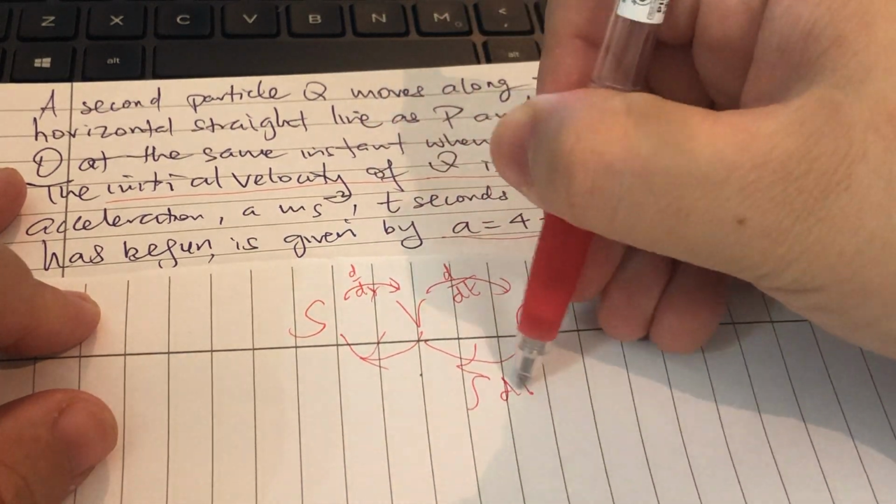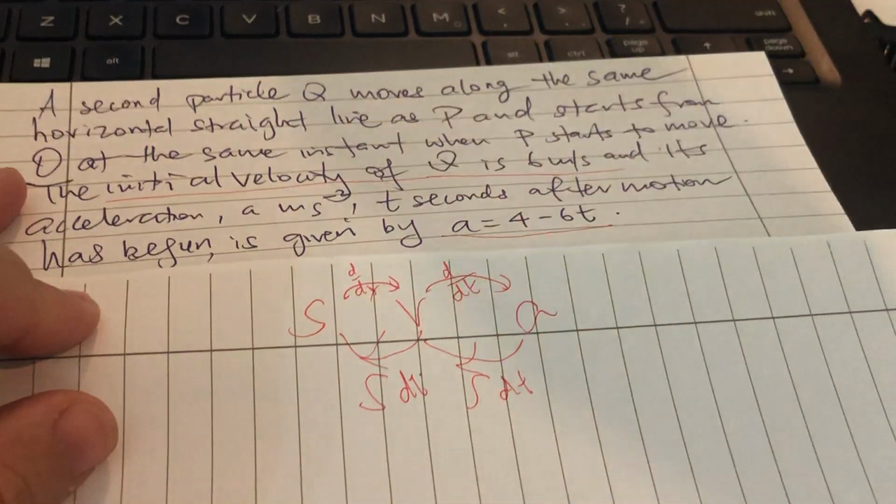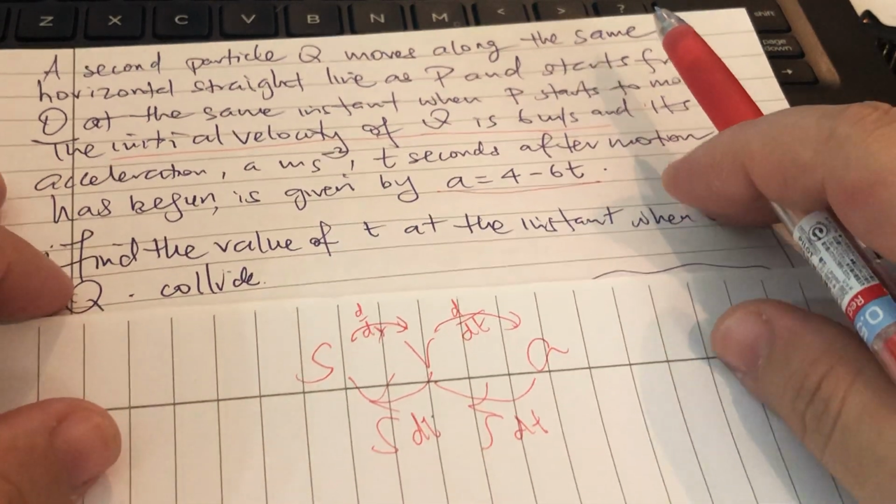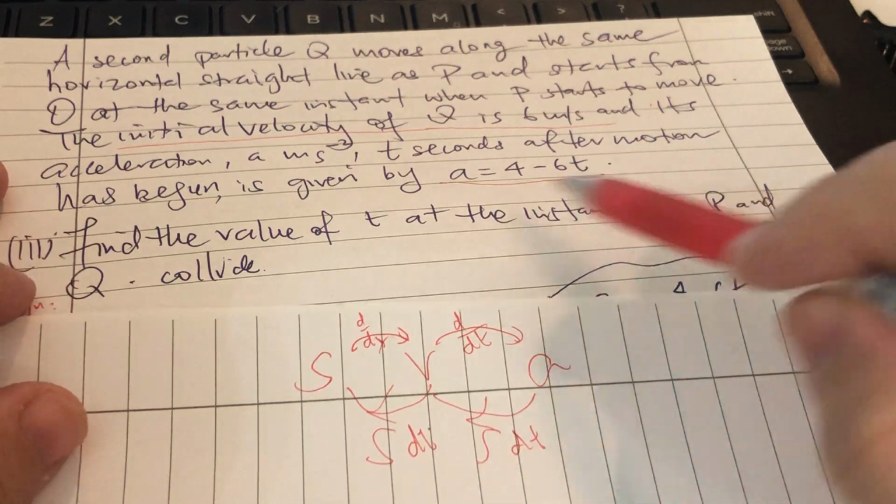Okay, you must know this already. From now on, you must know already. Okay, now they're trying to make you go the other way. So let's see. Find the value of t at the instant when P and Q collide.